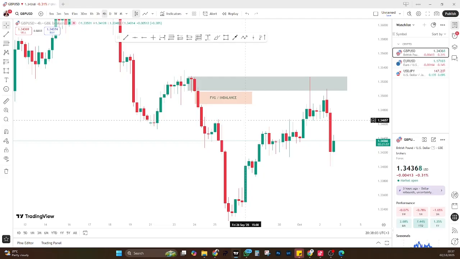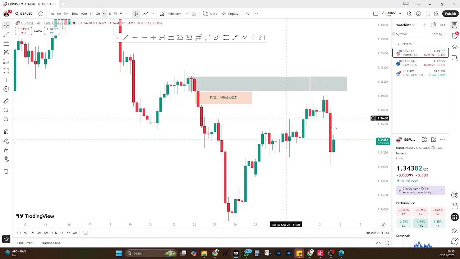So I hope now that is well understood. An imbalance is the gap in the market such that we don't have balanced price movements. Perfect, you've understood that. So that is what we call FVG.